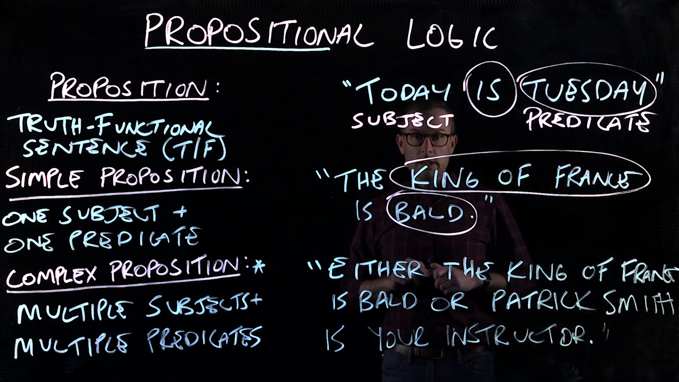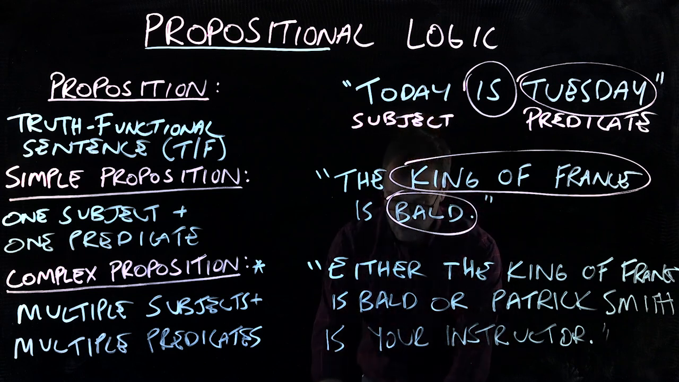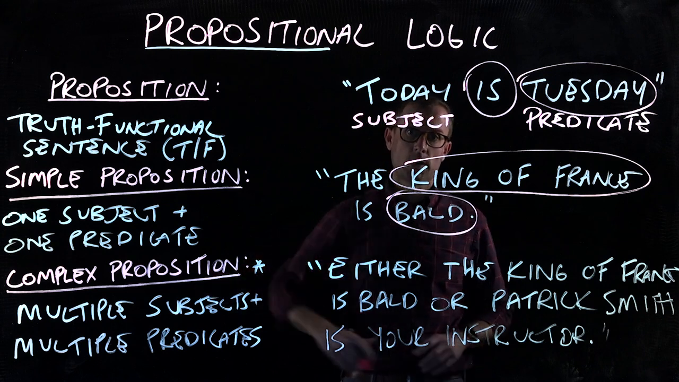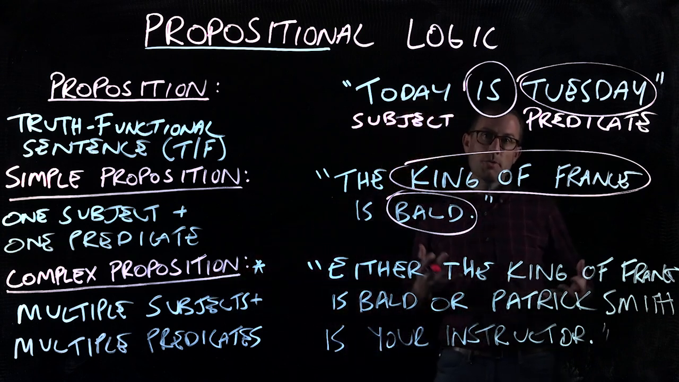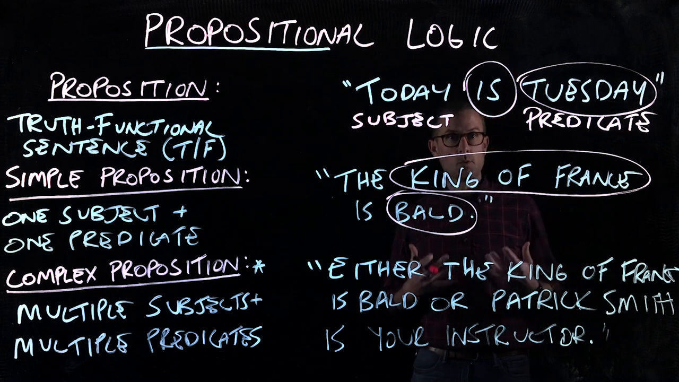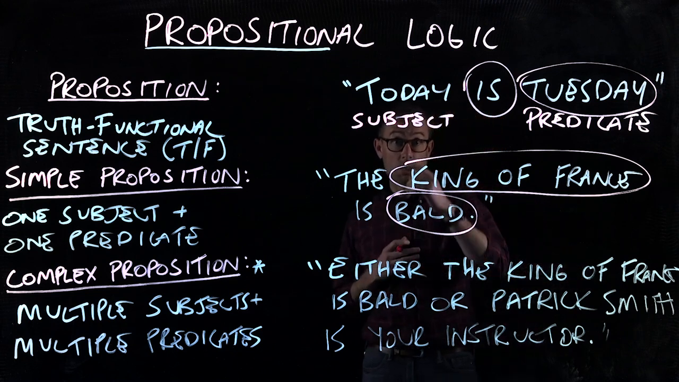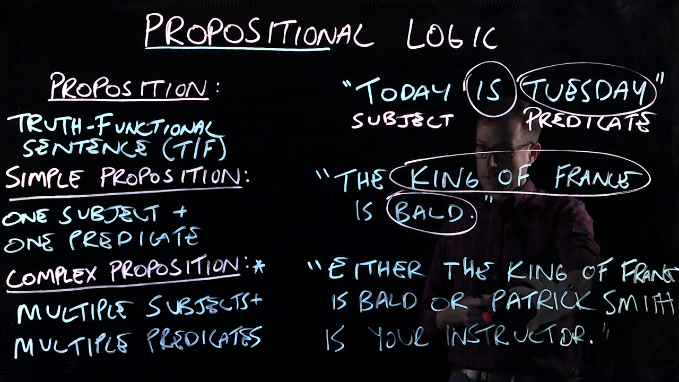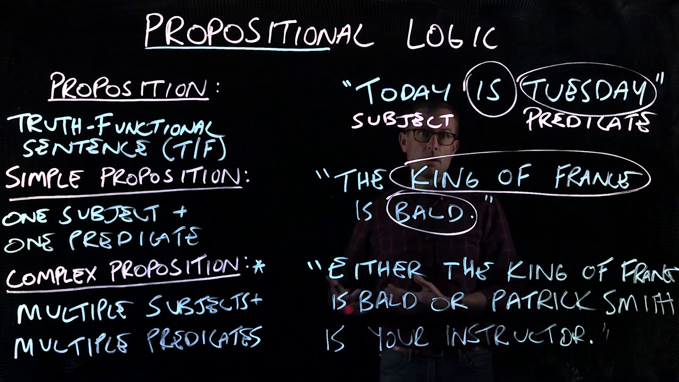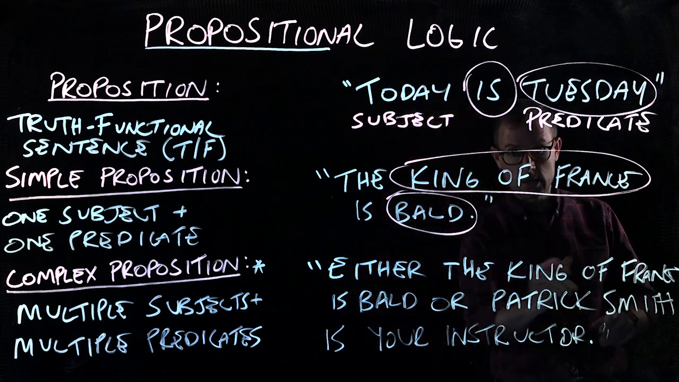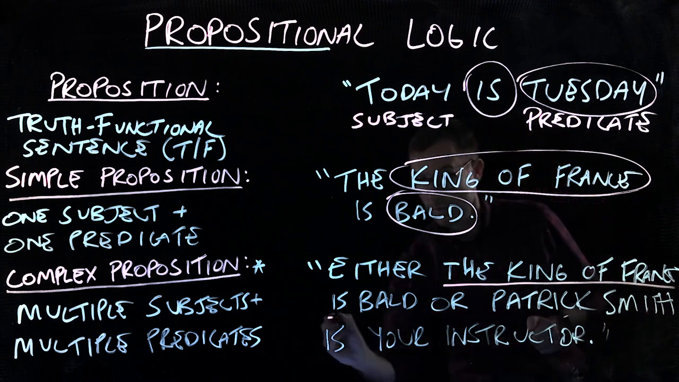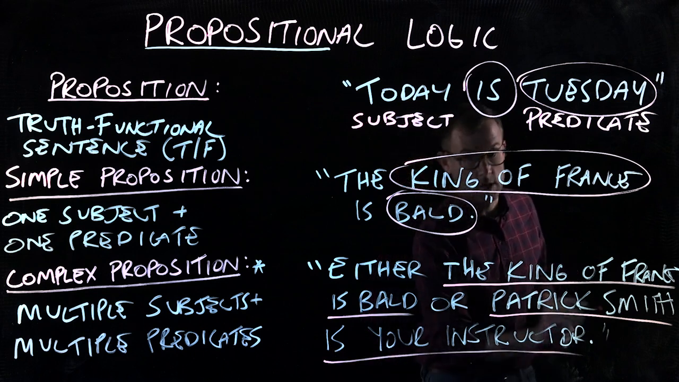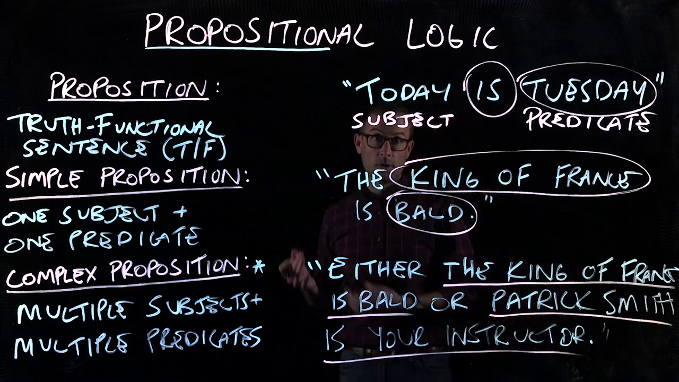What we're going to need to start thinking about as we begin to analyze propositions in more detail, specifically complex propositions, is how the individual propositions that make up the complex proposition are related to one another. Notice in the complex proposition here, there are two simple propositions. The King of France is bald could be its own simple proposition. And a second proposition, Patrick Smith is your instructor, could be its own true or false sentence.